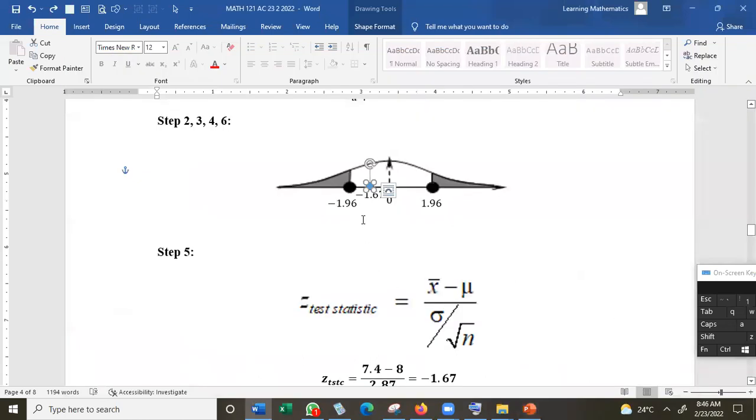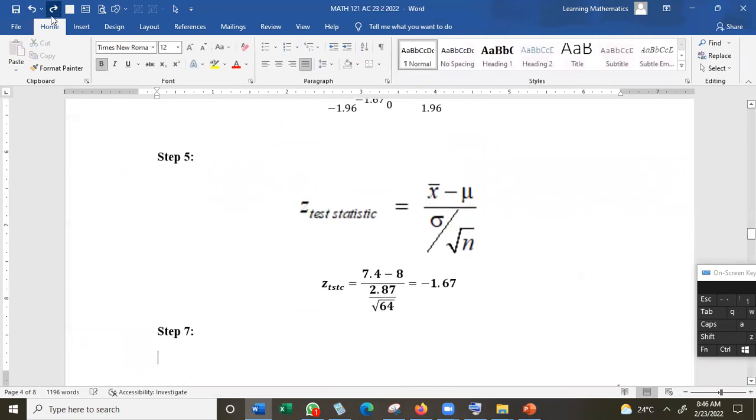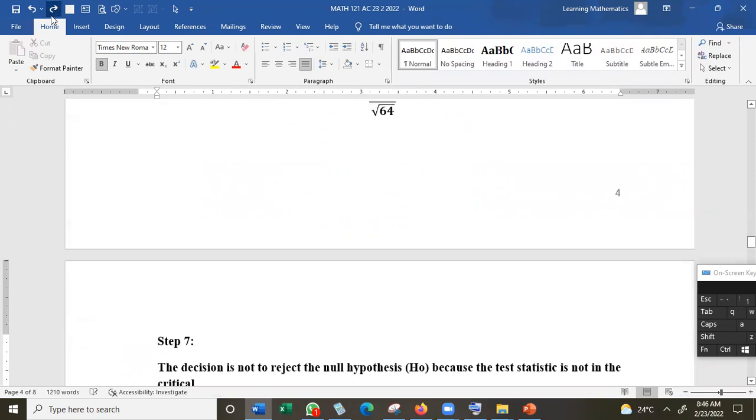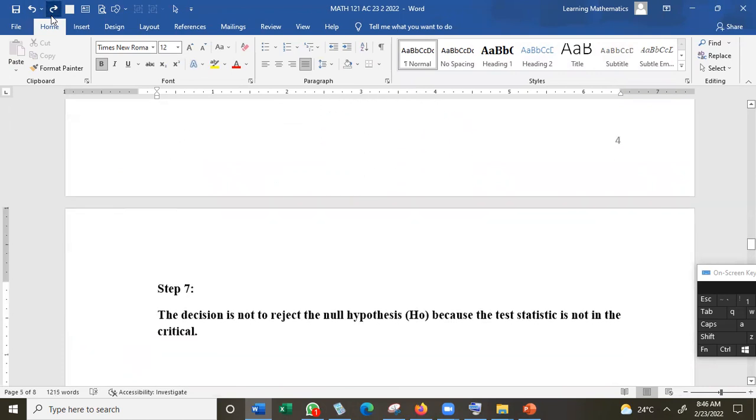So here's our test statistic. It is not in the rejection region. So for this reason, we are not rejecting the null hypothesis. Bear in mind, you always start with the null, and you have to either reject or you do not reject the null. So the decision is not to reject the null because the test statistic is not in the critical region.